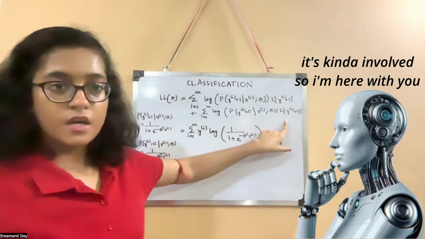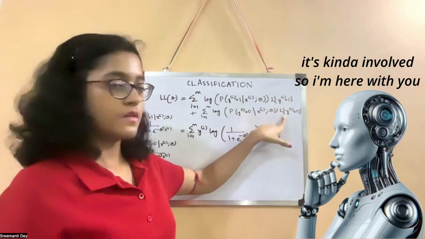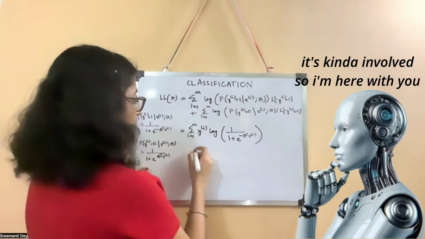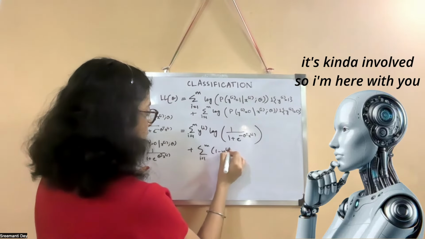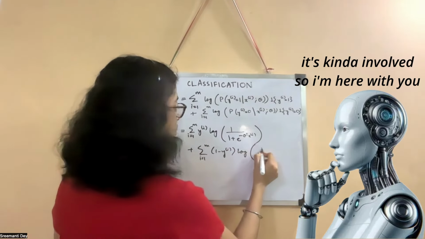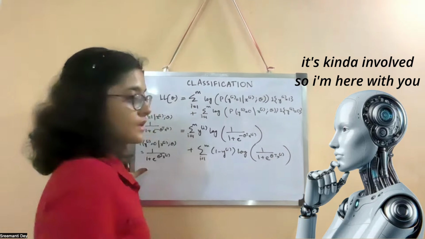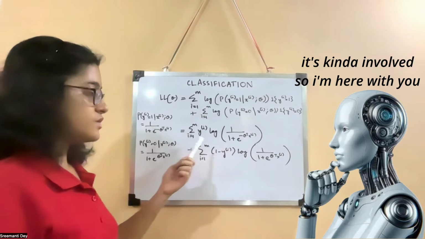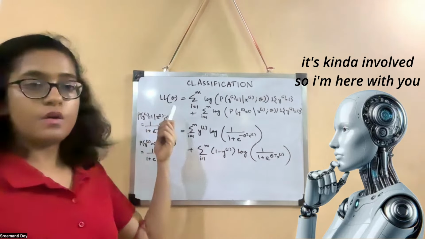And for this one, we know what it is going to be. You can guess it: 1 minus yi. So if yi is 1, this will be 0, which is what we want. If yi is 0, this will be 1, which is exactly what we want. Perfect. So now we have 1 minus yi times log of 1 by 1 plus e to the power theta transpose xi. Now we have this. Great. So as soon as we have this, our work is done. So it's now 100% done.